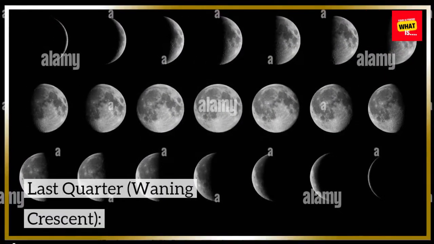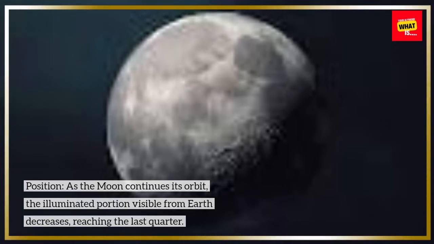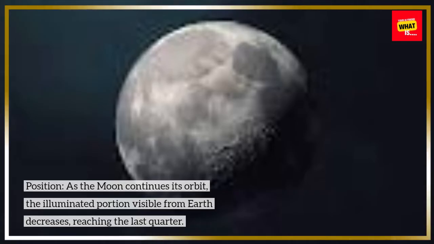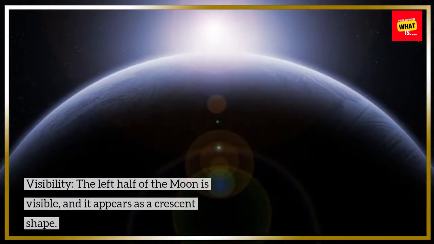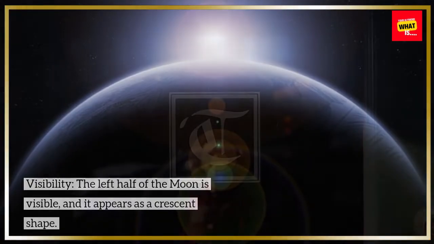Last quarter, waning crescent. Position. As the moon continues its orbit, the illuminated portion visible from Earth decreases, reaching the last quarter. Visibility. The left half of the moon is visible, and it appears as a crescent shape.